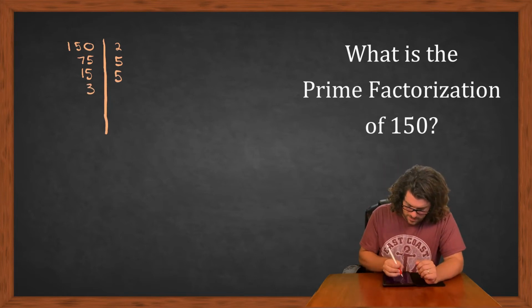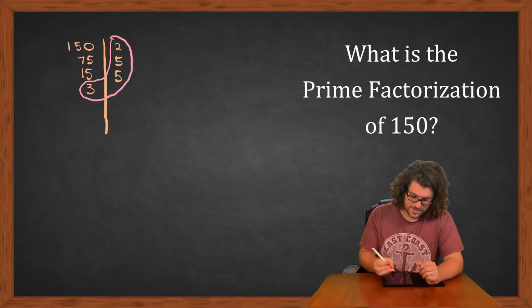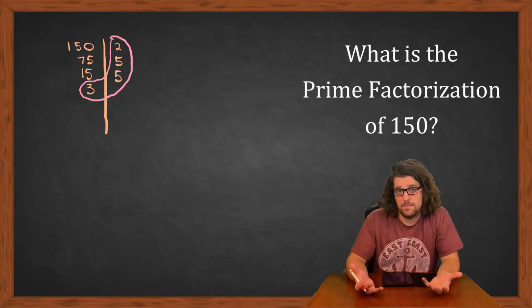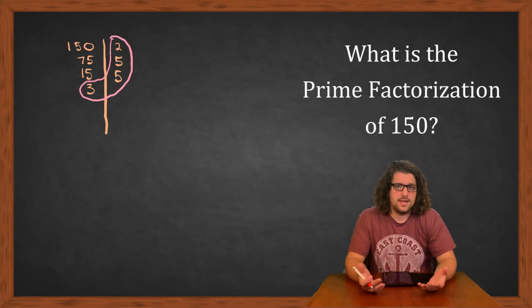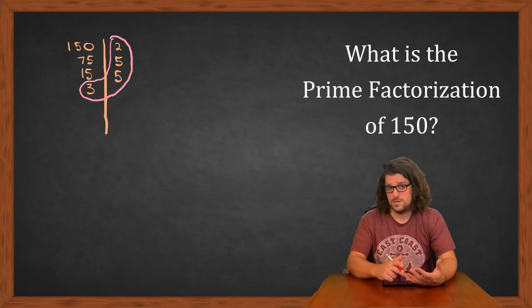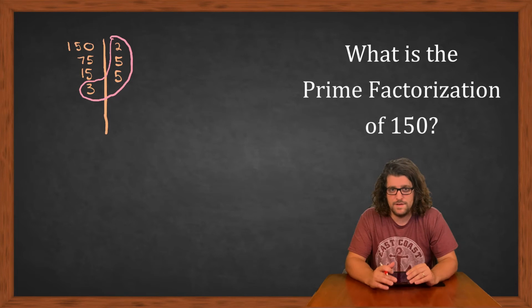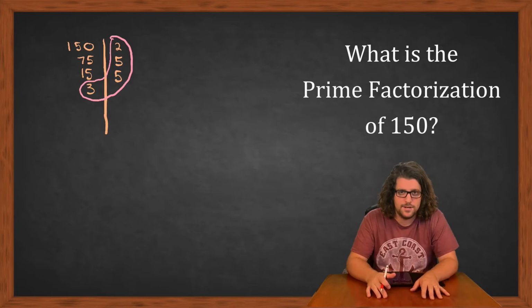So what I'm left with in the end are these 4 numbers, and if I were to multiply them all out, that will give me the same number that I started with. In this case, that would be 150. So 2 times 5 is 10, times another 5 is 50, times another 3 is 150. So we're at the right number, that's good.